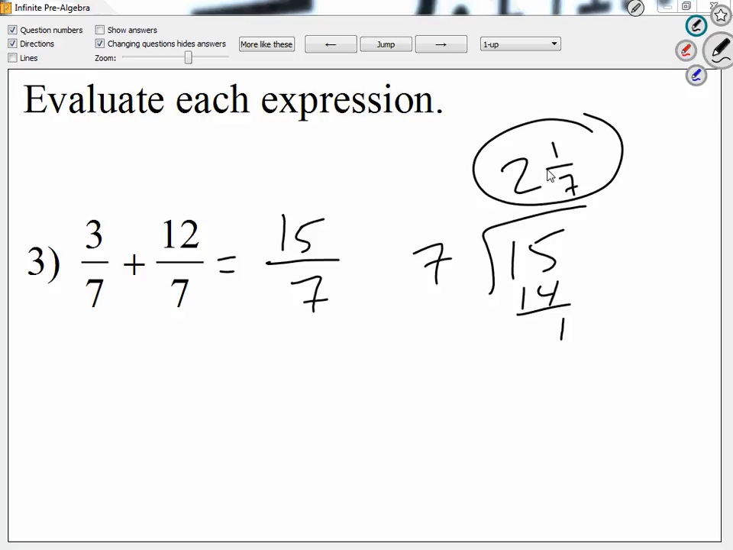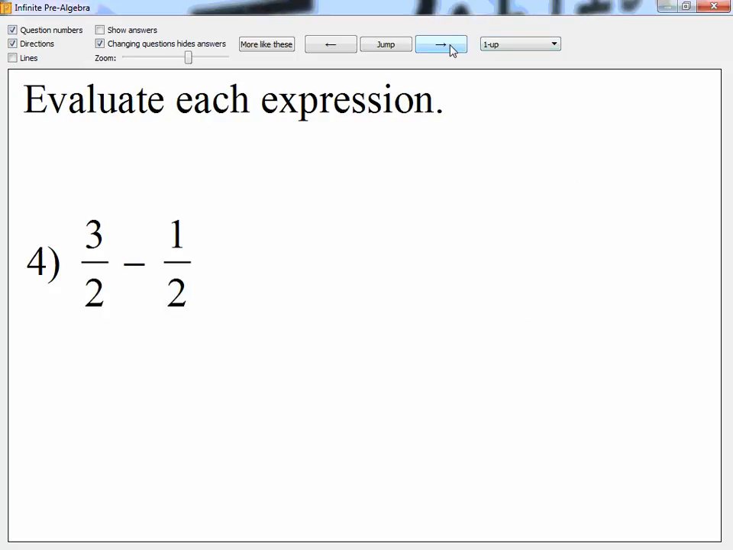Right? If the remainder was 3, I would have said 3 over 7. Make sure your fractions are simplified. Right? Yesterday we talked about how to simplify a fraction. Make sure your fractions are simplified. Alright, so we have those. Let me skip a few.